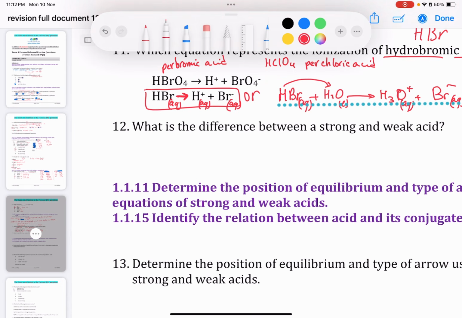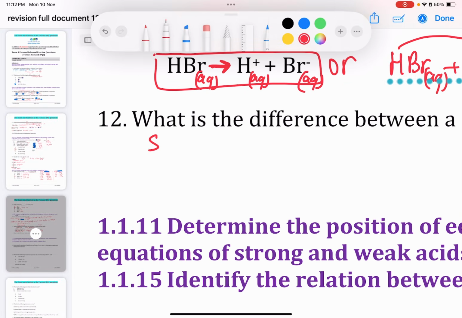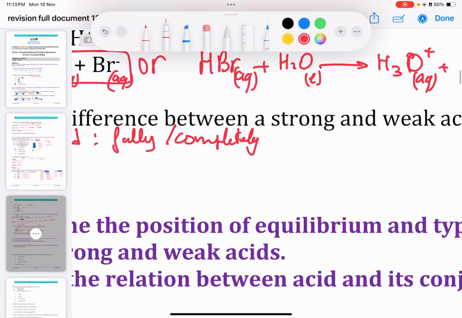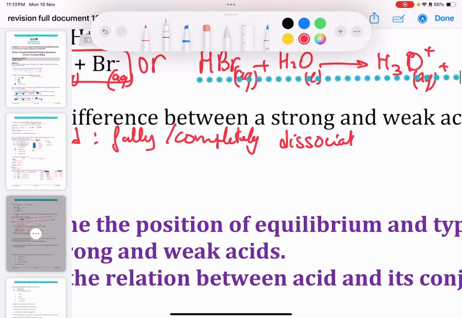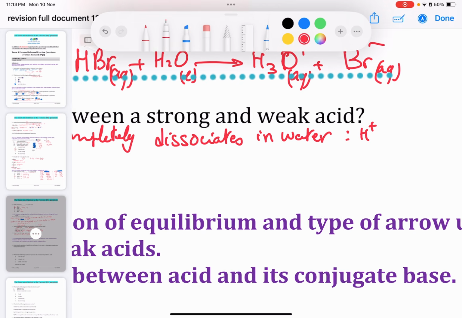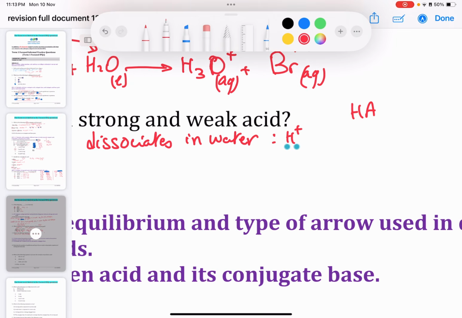Now, what's the difference between a strong and a weak acid? So this is again another question repeated. A strong acid fully, completely dissociates, or I can also say ionizes. It means it forms ions in water to form H plus and the conjugate anion. Like if I have HA, it's gonna give me H plus and A minus.